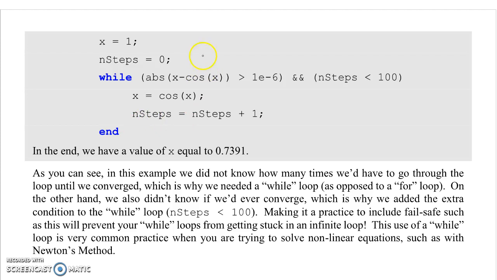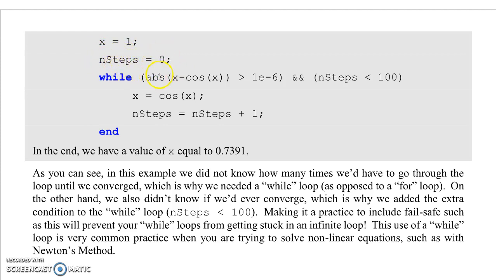So what is our condition? Our condition was that the absolute value of the difference between x and cosine of x had to be greater than 10 to the minus 6. So it's just like the condition I was writing as an example above. Now there's another part of this condition, and both of these have to hold true. So x and cosine of x have to be far away from each other, and this variable n steps has to be less than 100. That's the second part of the while loop condition. So I have my first initial guess, x equals 1, and I initialize the while loop saying I have taken 0 steps now.